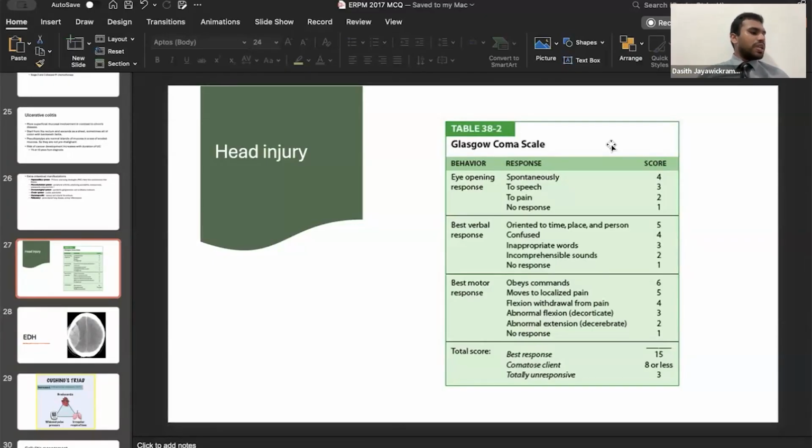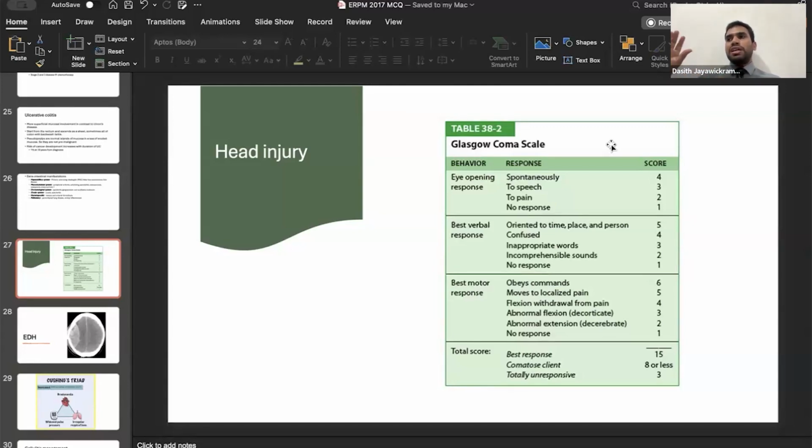Lucid interval is characteristic in EDH. It is very characteristic. The patient will initially have some degree of neurological deficits like faintness, unconsciousness, vomiting, and then the patient will have a period of a relatively okay level. He will be awake again, conscious, speaking, eating, and then out of nowhere suddenly deteriorate. And we should catch this. We should catch this and treat this patient in the lucid interval.